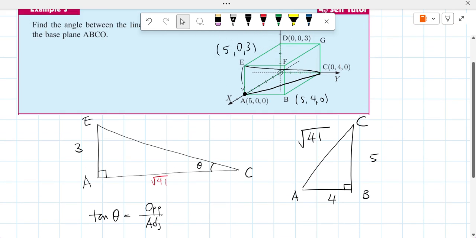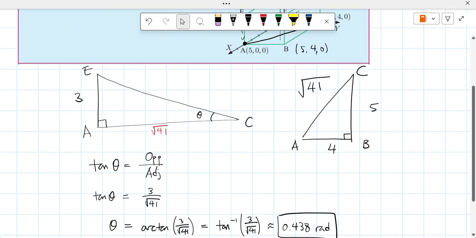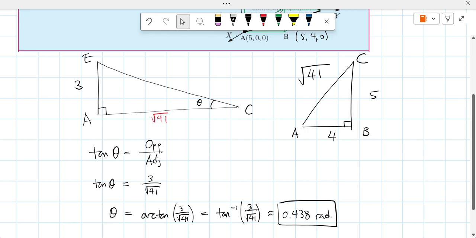So once again, the method of my solution here, my thought process, is that I attempt to find a right angle triangle within this 3D diagram, and then use that right angle triangle and the ratios that we know of to solve the problem. Let's move on to the next problem.